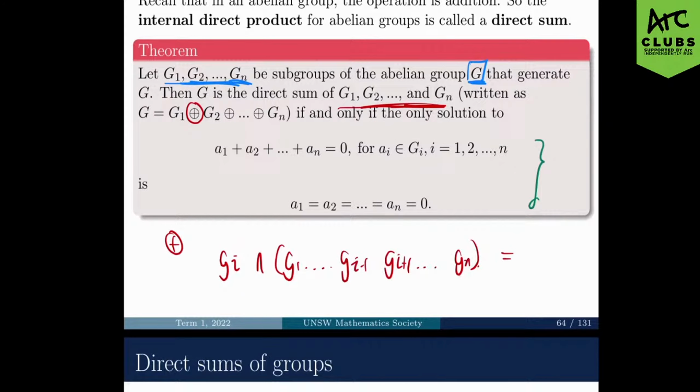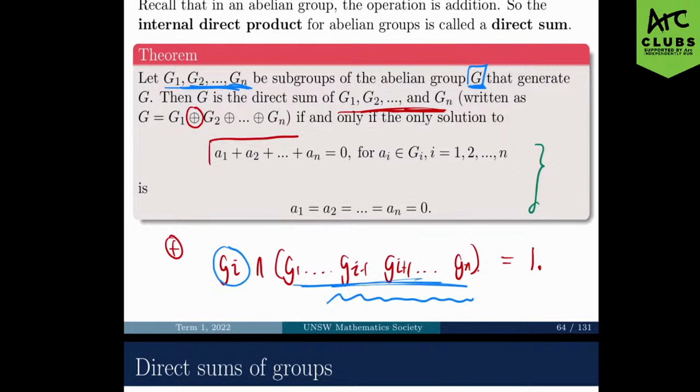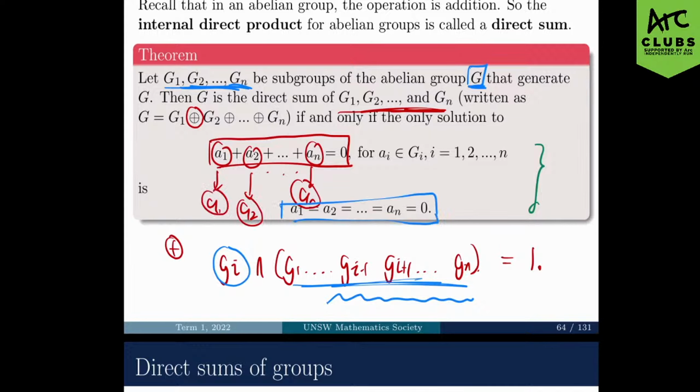Right, so it's the same kind of thing over here. We want to show that it's a direct sum if and only if the only solution to elements from each group, so A1 is from G1, A2 is from G2, all the way down to An from Gn, adding up to 0 is if all of them are equal to 0. So that might remind us a bit of linear independence, right?